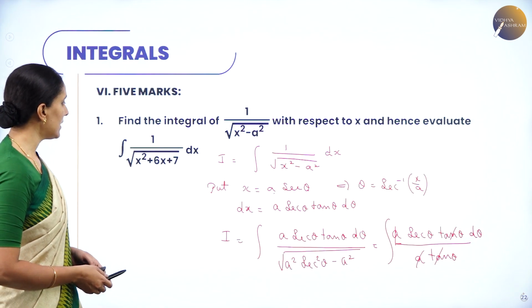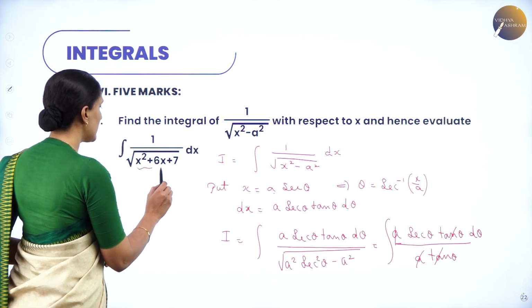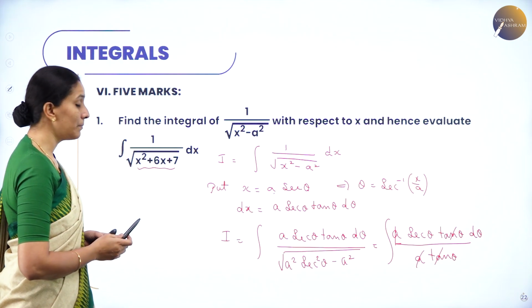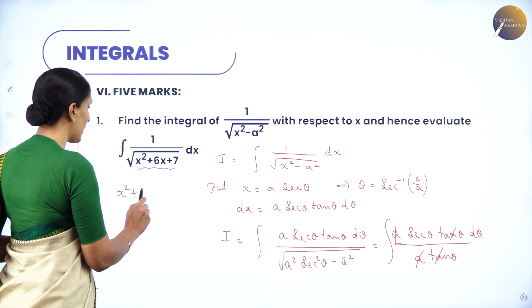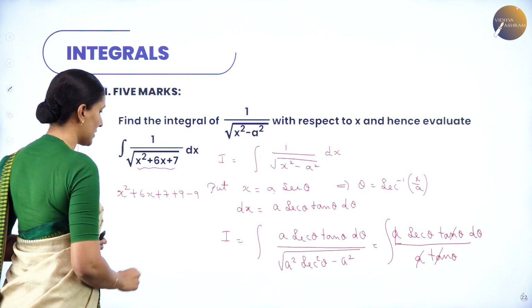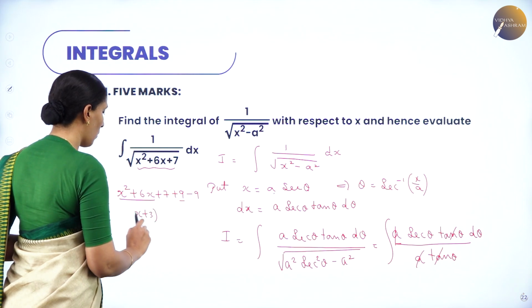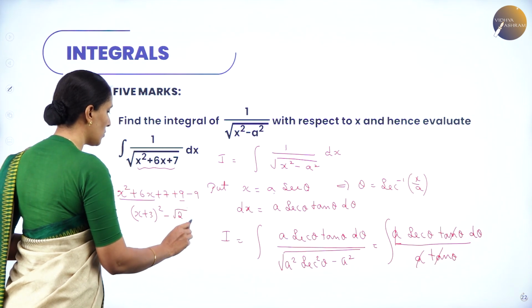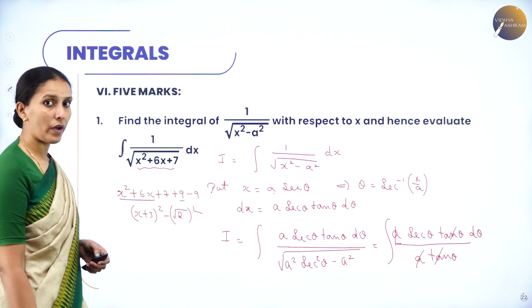Now let us consider 1 by root of x square plus 6x plus 7. So here this is a quadratic expression. I can write this using the completing square method, adding plus 9 and minus 9. So x square plus 6x plus 7, I'll add 9 and I'll subtract 9. So I'll consider this in the form of x plus 3 whole square, and 7 minus 9 as minus 2, which can be written as root 2 whole square. So therefore this can be reduced to the standard form of x square minus a square.